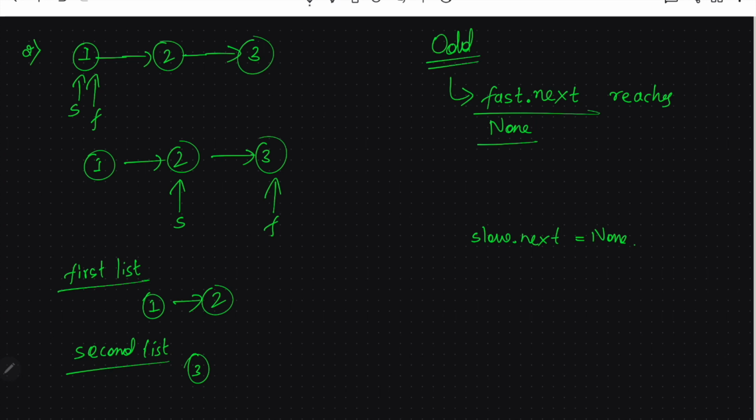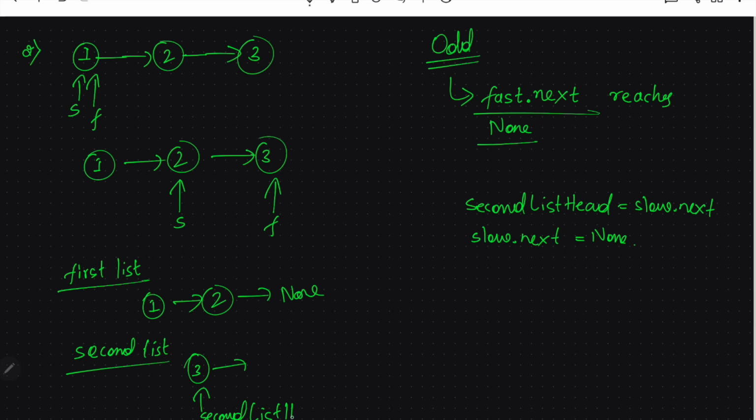and before setting that as none we have to store it in a separate variable because the second list head is also slow dot next. If we take care of these conditions while writing the solution, it becomes very easy to understand. So now we have split the whole linked list into two parts, first and the second part.